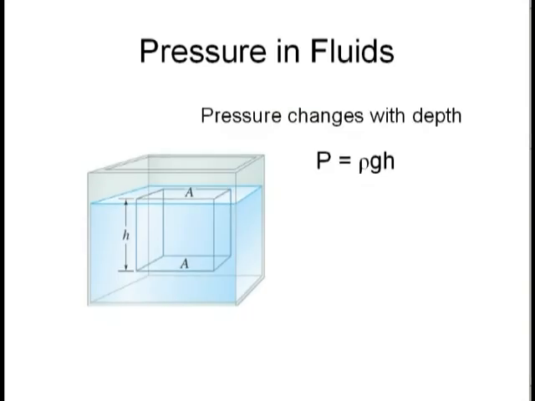Pressure in fluids. Pressure changes with depth. Our formula for pressure is rho g h, where h is how far below the surface you are. And you know, as you go below the surface in a swimming pool, the farther down you go, the more pressure there is. It's directly proportional to the height.